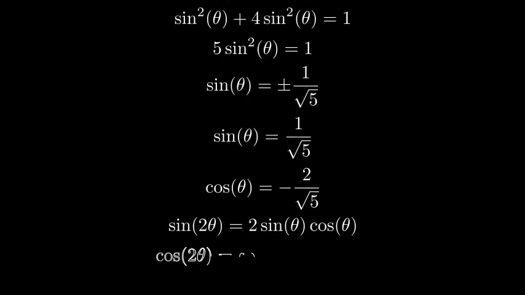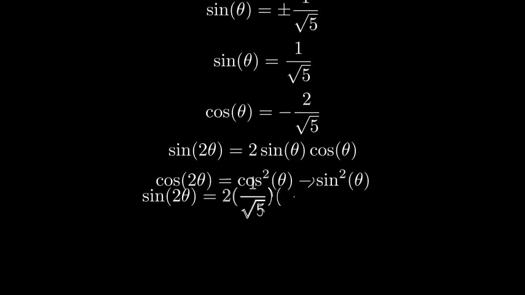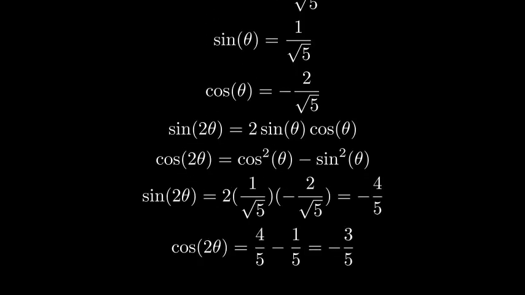For sine of 2 theta, we use 2 sine theta cosine theta. For cosine of 2 theta, we use cosine squared minus sine squared. Substituting our values and simplifying, we get sine of 2 theta equals -4/5 and cosine of 2 theta equals -3/5. Finally, let's find sine and cosine of theta over 2 using the half angle formulas.